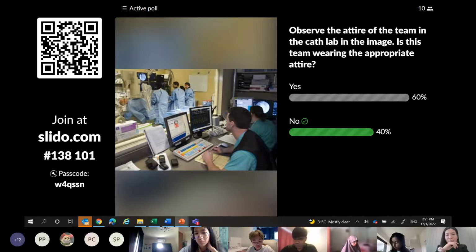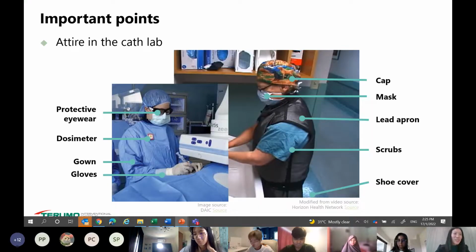Okay, now I see it moving. So we have half, almost exactly half. Half of you are thinking that yes, they look like they're wearing the right attire, but some of you think that they are not wearing the right attire. So I'm going to move on and let's see. You'll be able to find the answers here.